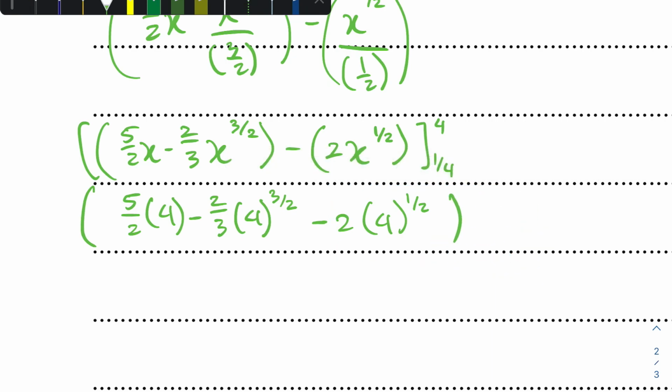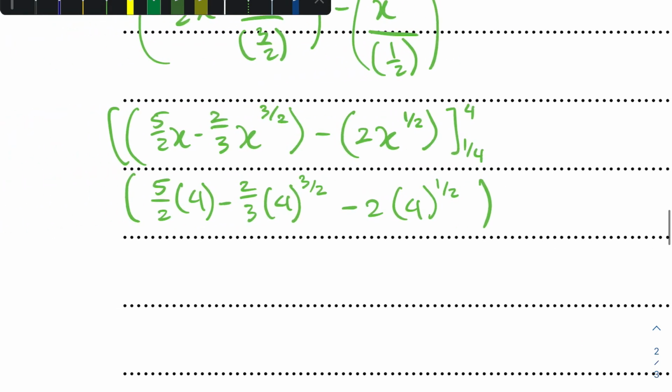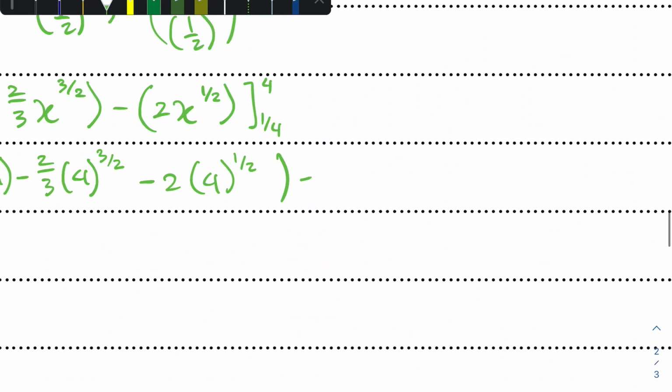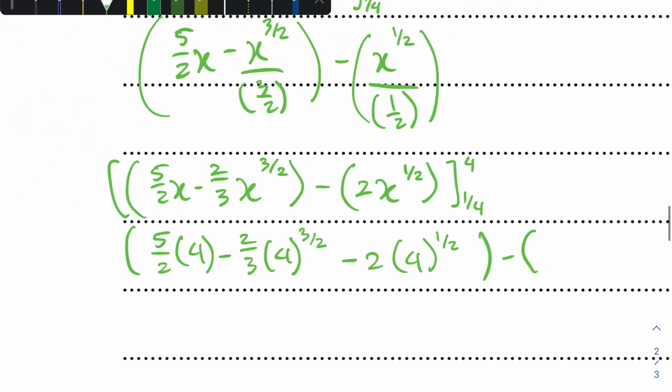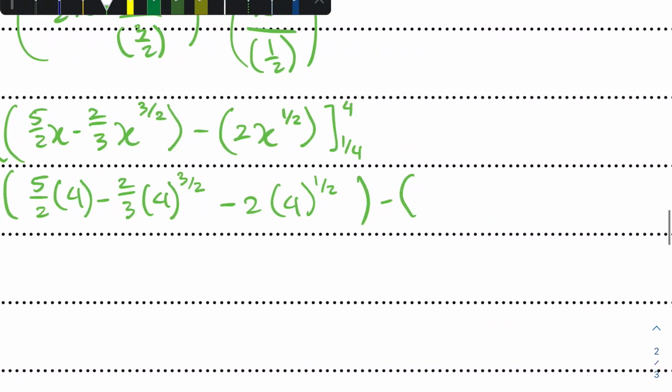Okay, from here, we have to substitute 4 into each of the x's. Now it's time for us to substitute 1 over 4 here into each of the x's. Let's subtract that by this the same thing, but substitute the x's by 1 over 4.